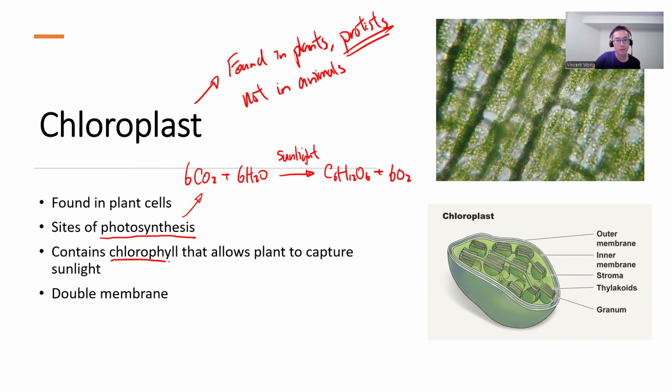Chloroplast contains chlorophyll, which allows the plant to capture sunlight. Chlorophyll is what makes a plant green. Okay. Just like the mitochondria, the chloroplast has 2 membranes. Okay? It's double membrane. Right? We're not gonna learn about the structure of chloroplast. This is like human biology. So here's a picture of it, but you don't have to memorize any of these things.